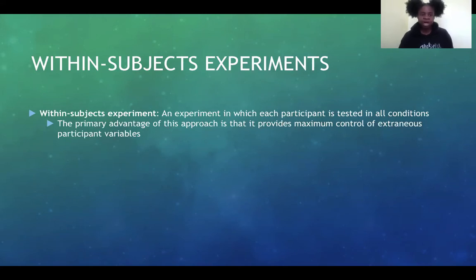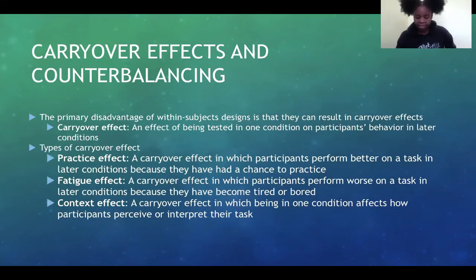and see how that would work. So again, the primary advantage of a within subjects experiment is that it provides maximum control of extraneous participant variables. The primary disadvantage of a within subjects design is that it can result in carryover effects. A carryover effect is an effect of being tested in one condition on participants' behavior in later conditions. There are several types of carryover effect: a practice effect, a fatigue effect, and a context effect. A practice effect is where participants perform a task better in later conditions because they've had a chance to practice it. A fatigue effect is a carryover effect in which participants perform worse on a task in later conditions because they've become tired or bored.